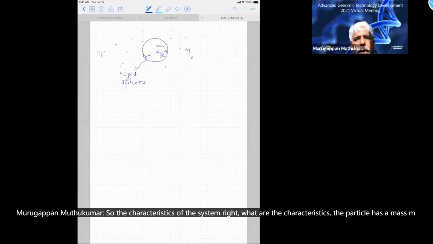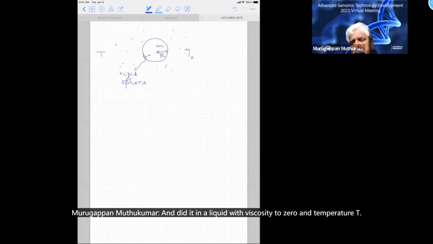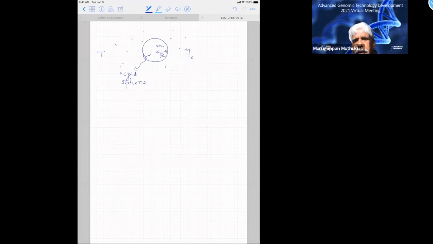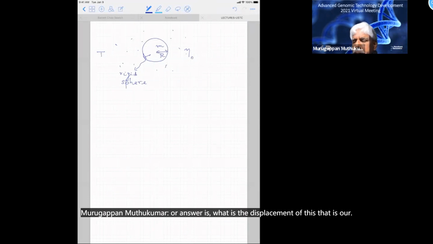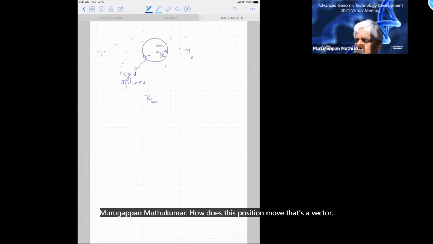So there are characteristics of the system, right? What are the characteristics? The particle has a mass m and a radius r, and this is in a liquid with viscosity eta 0 and temperature T. And the question that we'd like to understand or answer is, what is the displacement of this, that is r, the center of mass? How does this position move?